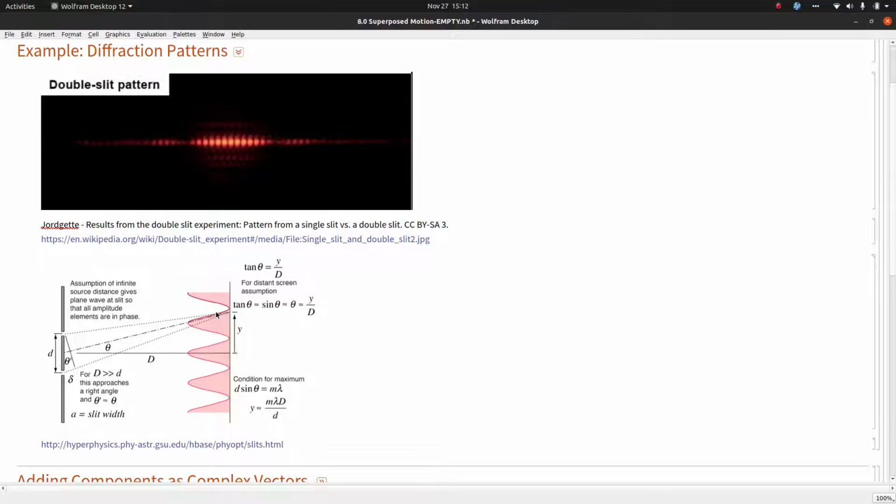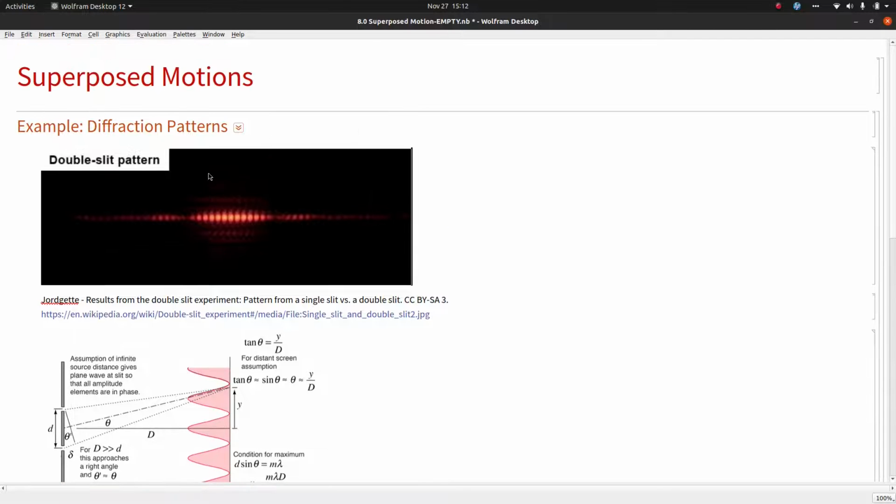And this is something that happens all over the place. It happens for light waves, for sound waves, and for water waves. Any type of wave you can think of, this type of diffraction pattern is going to be a common occurrence. So being able to superimpose these simple harmonic motions, whether it's for waves or actual mechanical oscillations like masses on springs, is an important skill to have.